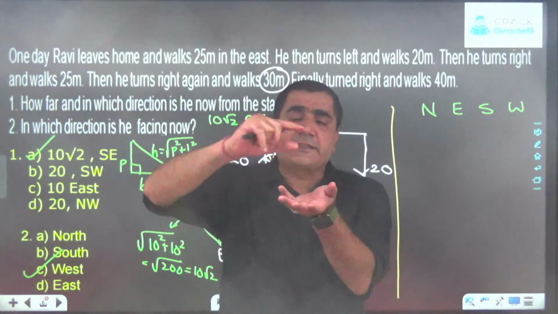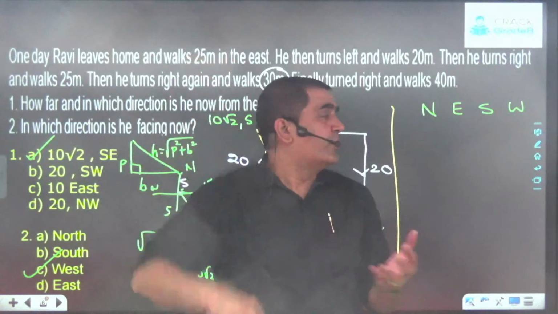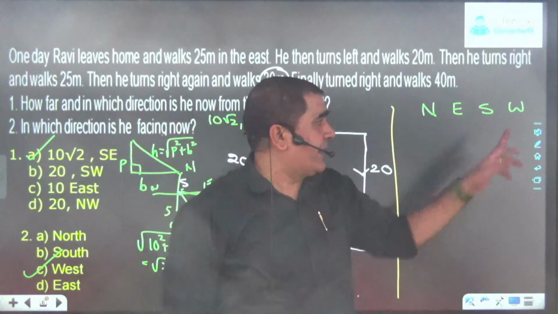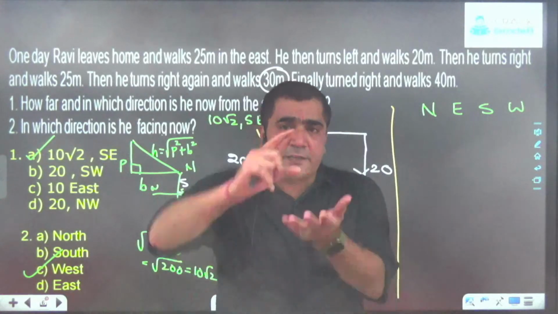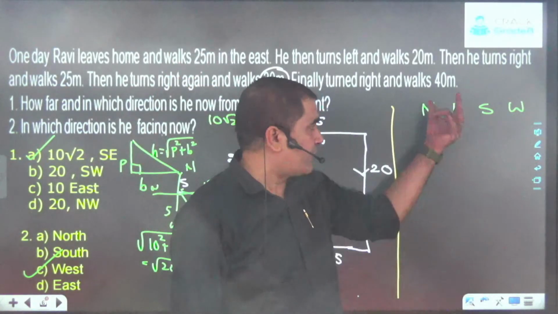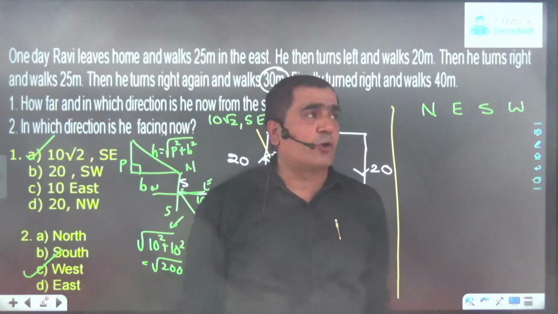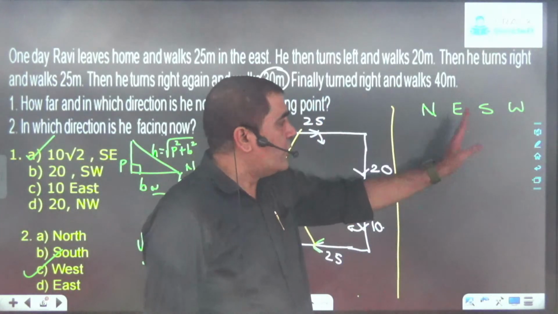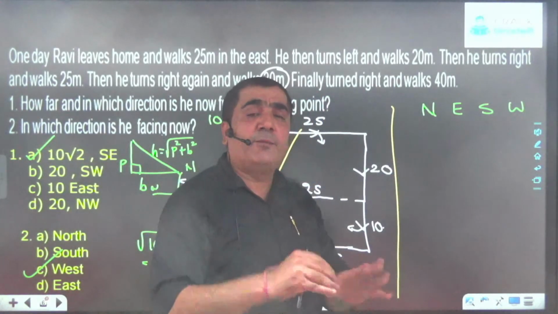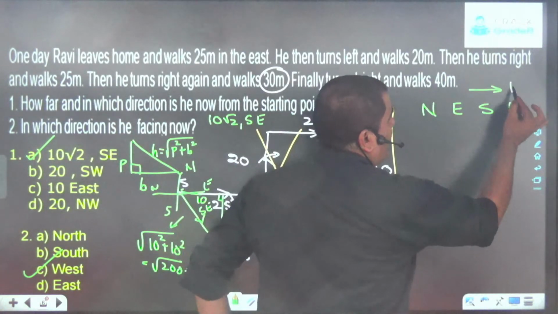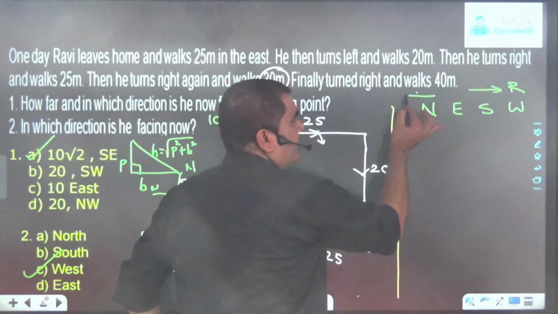If the person is covering 25 meters in the east, write 25 below east. If the person is covering 10 meters in the west, write 10 below the west. If the person is covering 15 meters towards north, write 15 below the north. Now, whenever right and left come, in NESW, right will be your right, left will be your left. Whenever I have to go right, I will go in this direction, and whenever I have to go left, I will go in this direction.